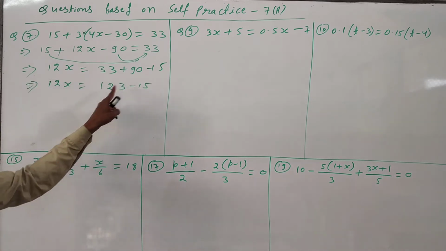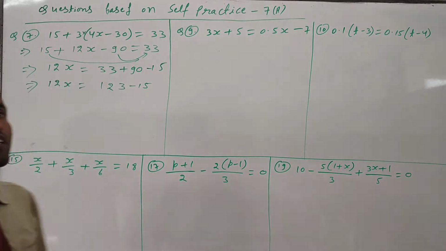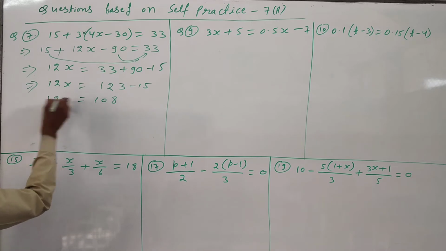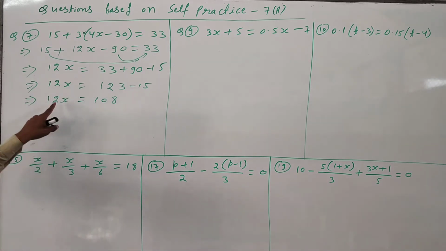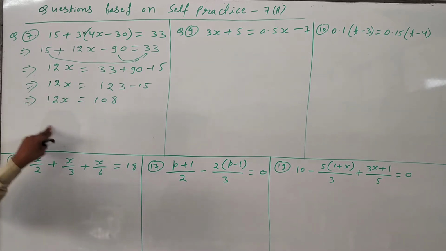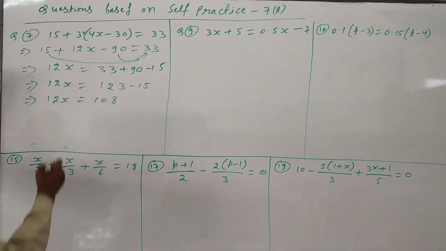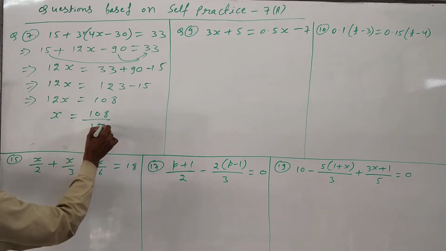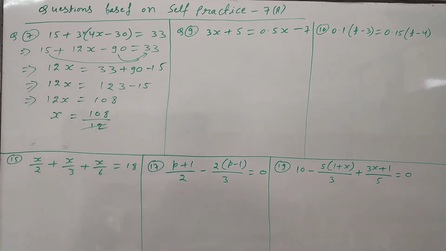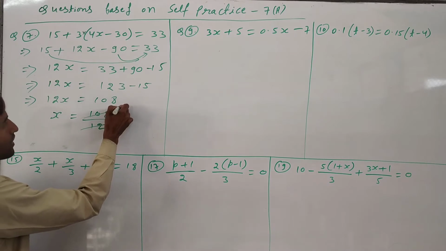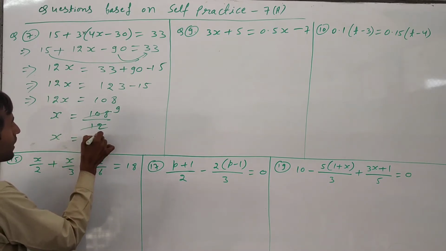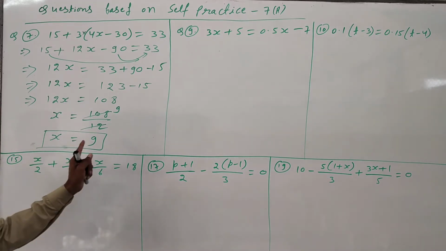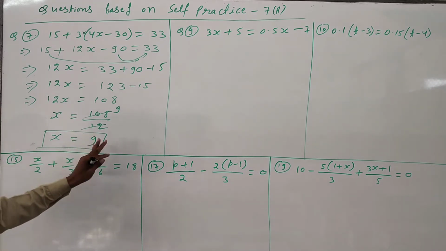Now just subtract 123 minus 15. How much will it come? It will come 108. And here 12x is there, just write implies. Now 12 is multiplied, so that 12 will go to the other side and come under division. So x is equal to 108 upon 12. Now we can cancel out directly, 12 nines are 108. So x is equal to 9. The final solution of this equation is x equal to 9. This is the final answer.